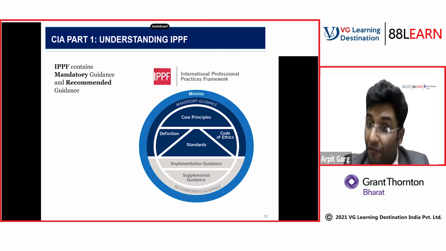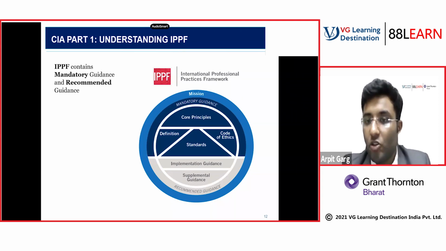We'll understand the definition of internal auditing, which is very, very important for us as professionals and internal auditors to know. Then the different types of standards. We have four types of standards that we will first cover, and then we'll move to the study materials. And then the fourth topic is the code of ethics: integrity, objectivity, confidentiality, and competency, which we're going to cover as part of the mandatory guidance.